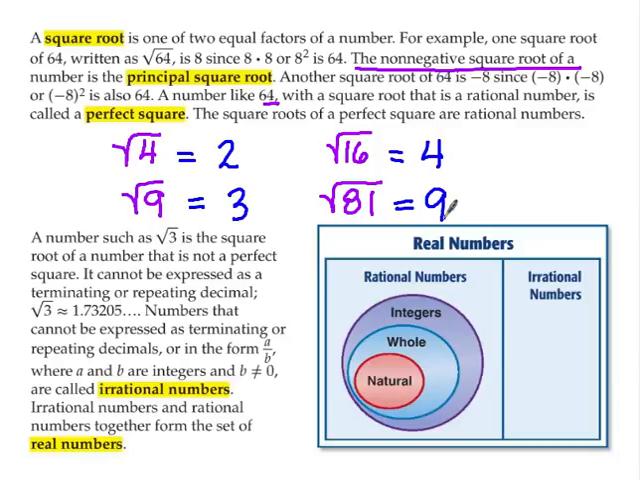It says a number such as root 3 is the square root of a number that is not a perfect square. So we can't say that the square root of 3 is like 1, 2, 3, something like that. And it cannot be expressed as a terminating or repeating decimal. This is what the square root of 3 is. If you type this on your calculator, it would fill up the screen and then it would keep going. So numbers that cannot be expressed as terminating or repeating decimals, or as fractions, are called irrational numbers. So here's what a Venn diagram looks like of the real number system.